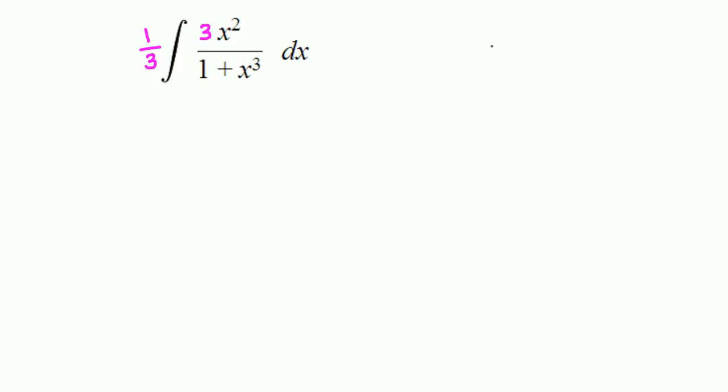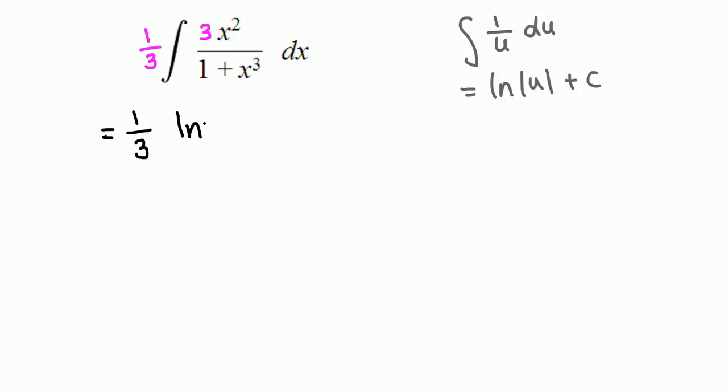Now we can use this formula, as you have seen: the antiderivative of 1 over u du is natural log of absolute u plus c. We have the exact same situation with this modification. So 1/3 stays outside. The top is the derivative of the bottom, so the antiderivative of this fraction is natural log of the bottom, 1 plus x cubed, plus some constant. Done.